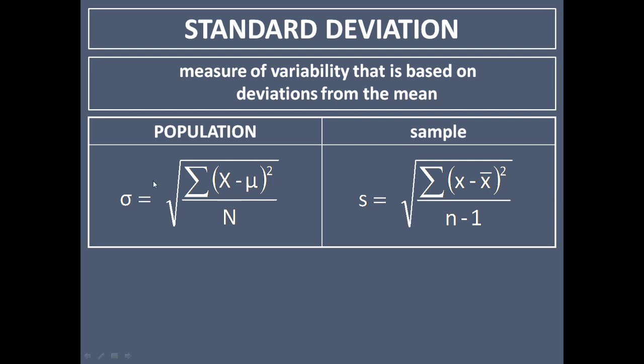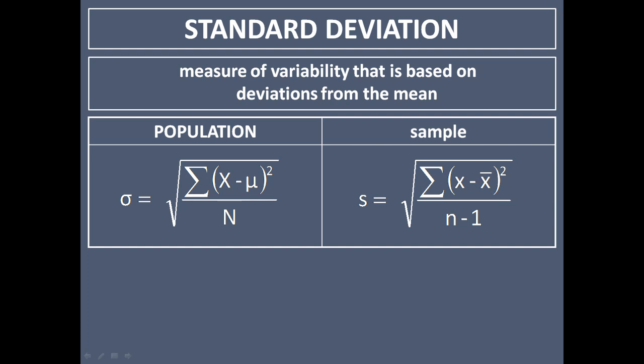Our two new symbols, we have sigma for population standard deviation and S for sample standard deviation. All of the other symbols we saw in our lecture of central tendency. X, capital or lowercase, refers to an individual data point. N, capital or lowercase, refers to the total number of data points. Mu refers to the population mean. X bar, the sample mean.